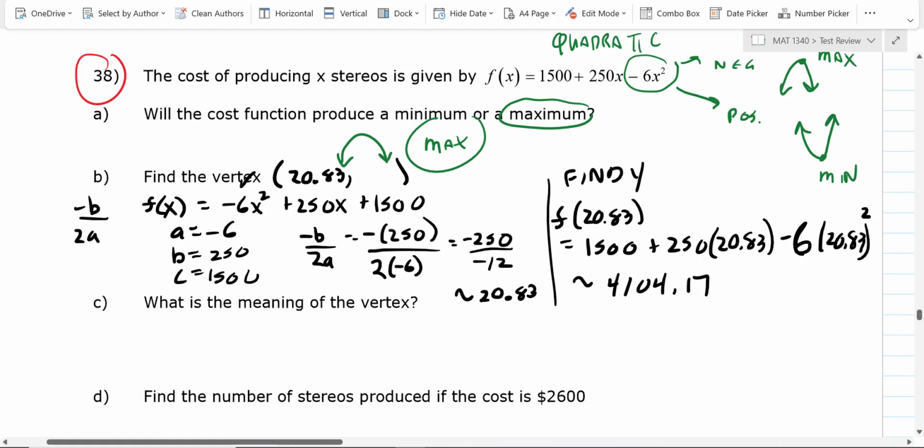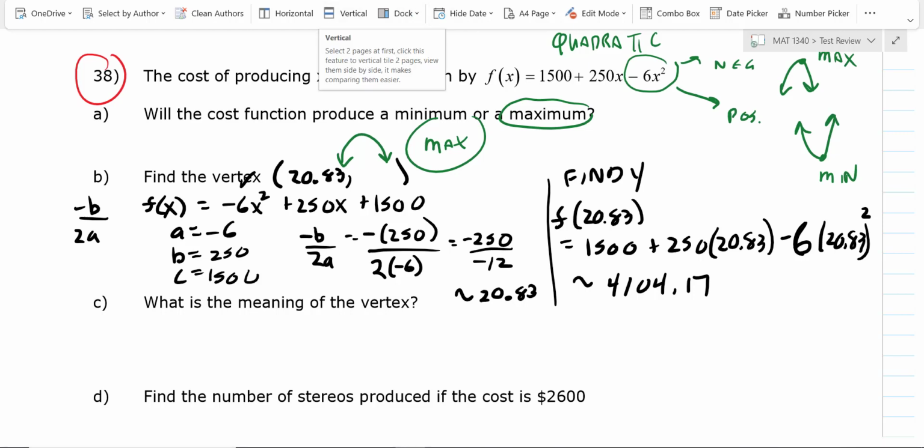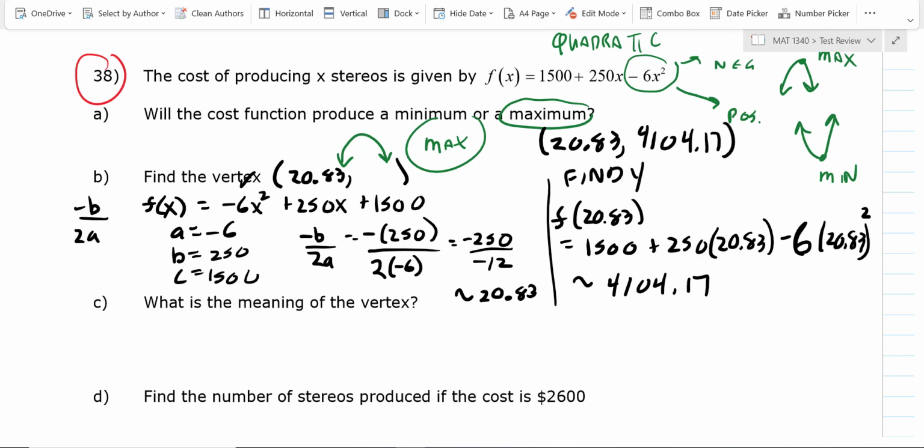So the answer is the vertex would be this point. The answer to the problem would be the point 20.83, that's the negative b over 2a thing, and then 4,104.17, that is your vertex. You write your vertex as a point. You found both the x and y values like that. Okay? All right. So does that serve as a good reminder of how to find a vertex? Negative b over 2a is what you have to know. That's the simplest way to learn how to do that.